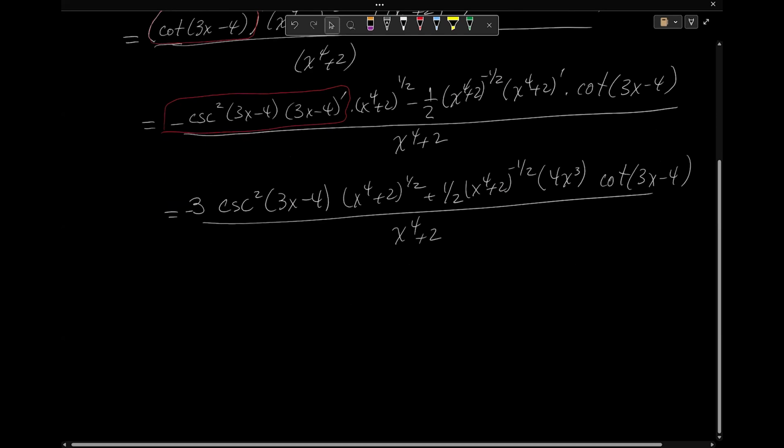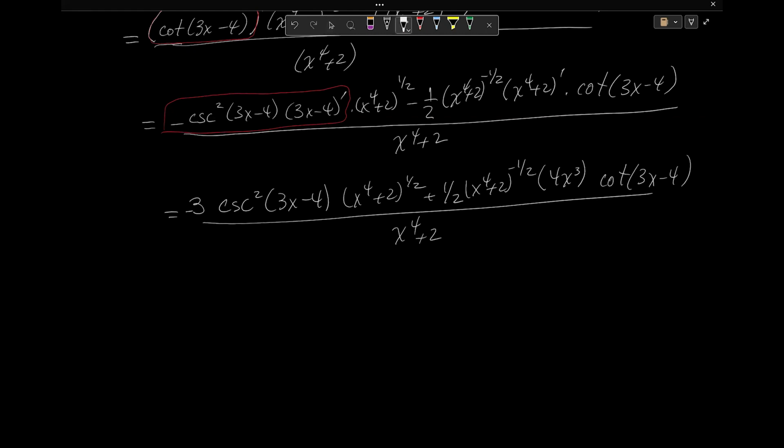So we can get a common denominator here of 1/2 x to the 4 plus 2 square root, and then combine it with this. Will it do anything? Maybe not. But here's how it will look if we do that. So we'll have 2 square root of x to the 4 plus 2. Actually, we can combine it with the 1 in the denominator. Just leave it like this for now.